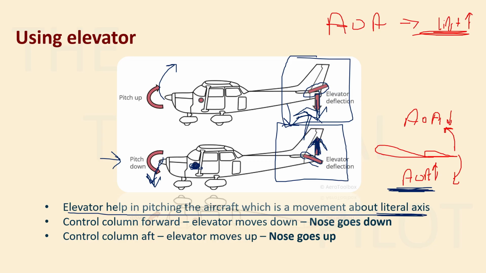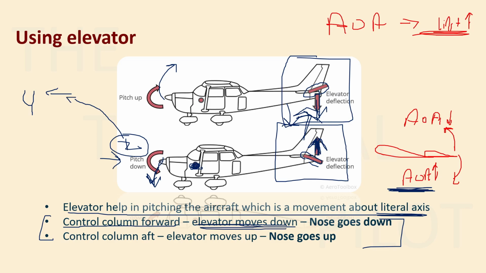And yeah, these two points are very important for your exam purpose, right? First is control column forward. If I have a yoke, for example, and I'm moving it forward, then the elevator will move down. And when the elevator moves down, the nose of the aircraft also goes down. They'll ask it like, if you are moving the control column forward, where will the elevator move? You need to tell them the elevator will move downwards and the nose of the aircraft will also go down.